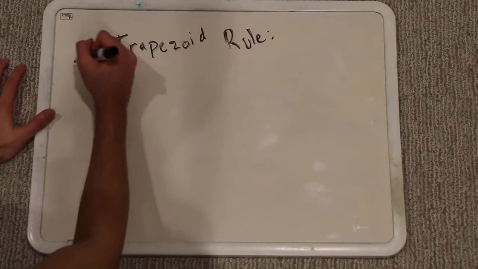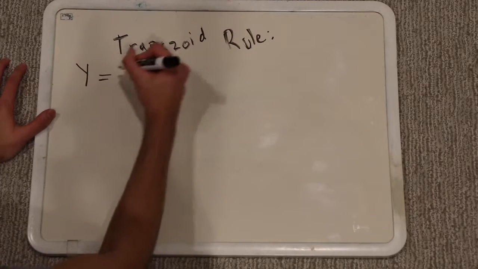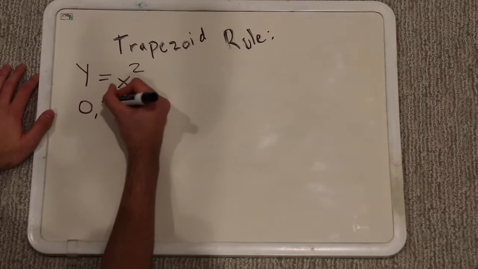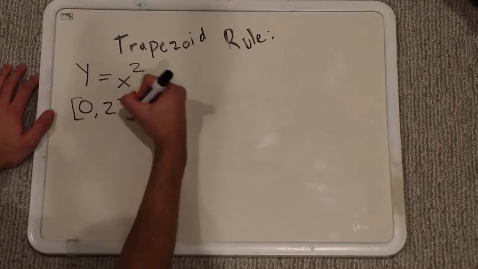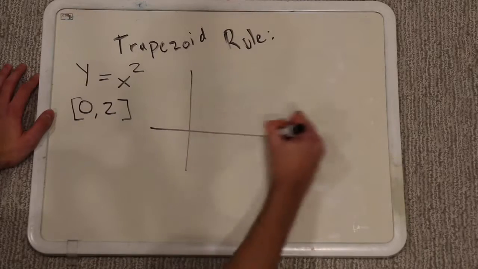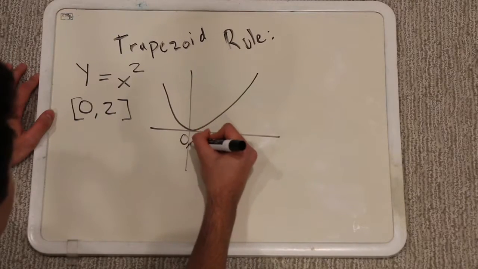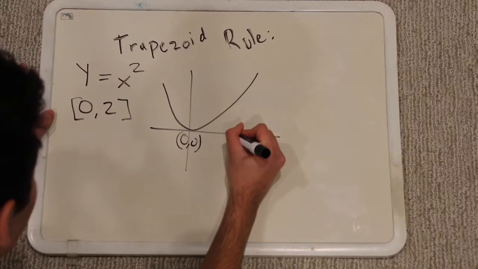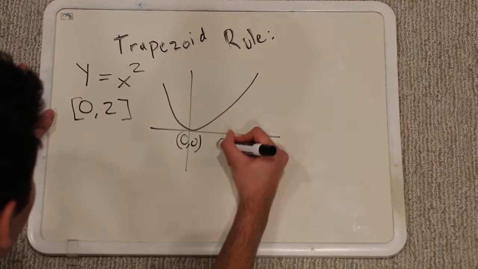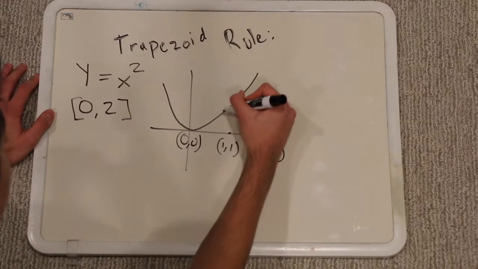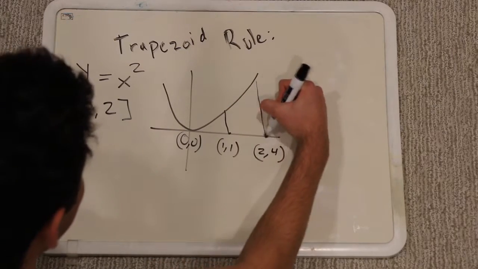Alright guys, so let's start out with a basic function, y equals x squared. And we're going to find the area under the curve using the trapezoidal rule from 0 to 2. So I'm going to draw a graph of y equals x squared and label the points. So this is 0, 0. And then right here, we'd have 1, 1. And then here we'd have 2, 4. So here are our trapezoids, right here.